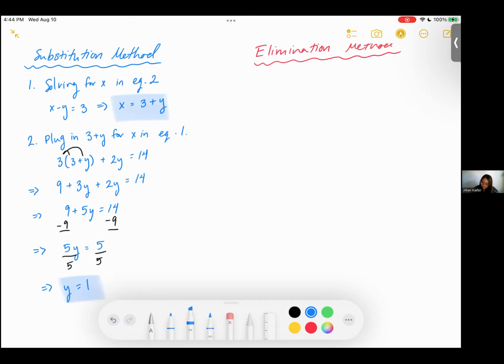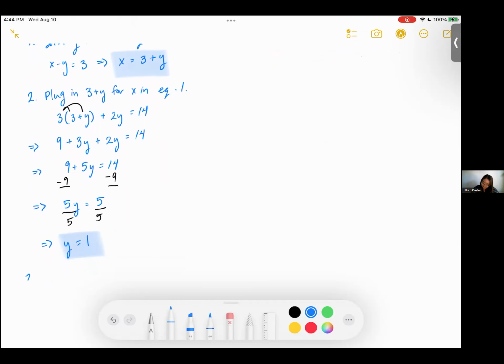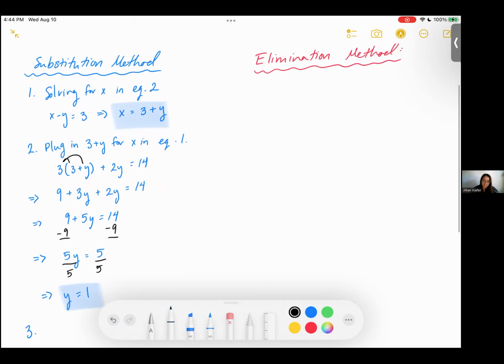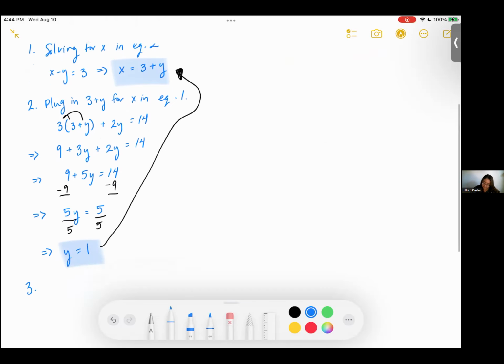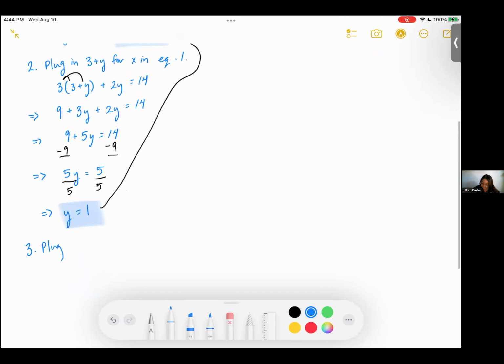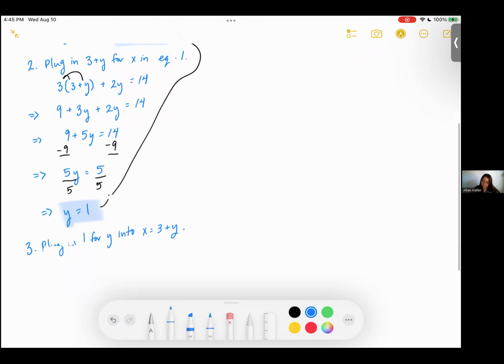So for step 3, we're going to take this value that we found for y, and we're going to plug it in to this equation here. Let's make that look a little bit more like an arrow. That's close enough. All right. We're going to take our value of y, and we're plugging it in for that expression for x. So for our step here, we are going to plug in 1 for y into x is equal to 3 plus y. And we'll do that to solve for x.